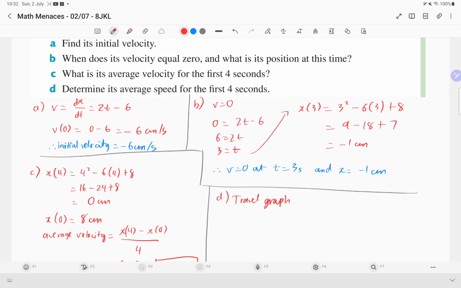So if 3 is the turning point, so then it's 4 plus 2, so 6 is the total distance traveled. No, it would be the position at the turning point. It's not 3, it's -1. Yes, that is the position at the turning point.